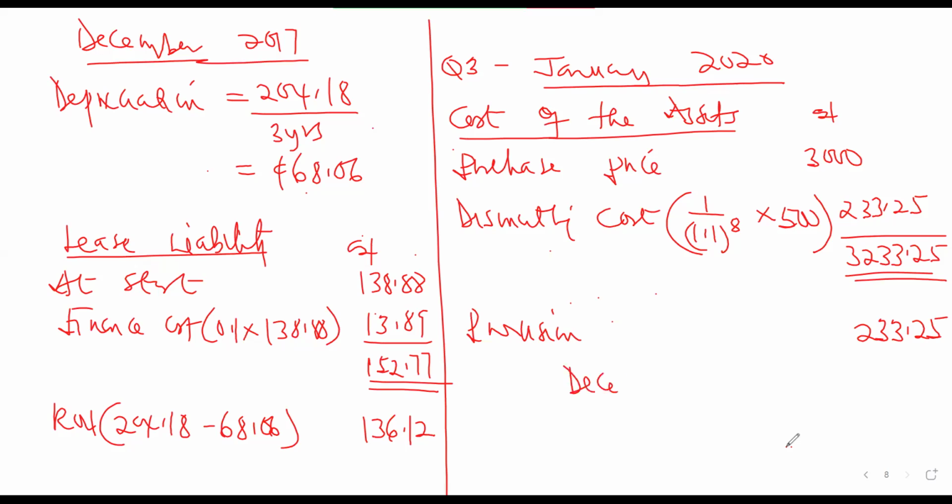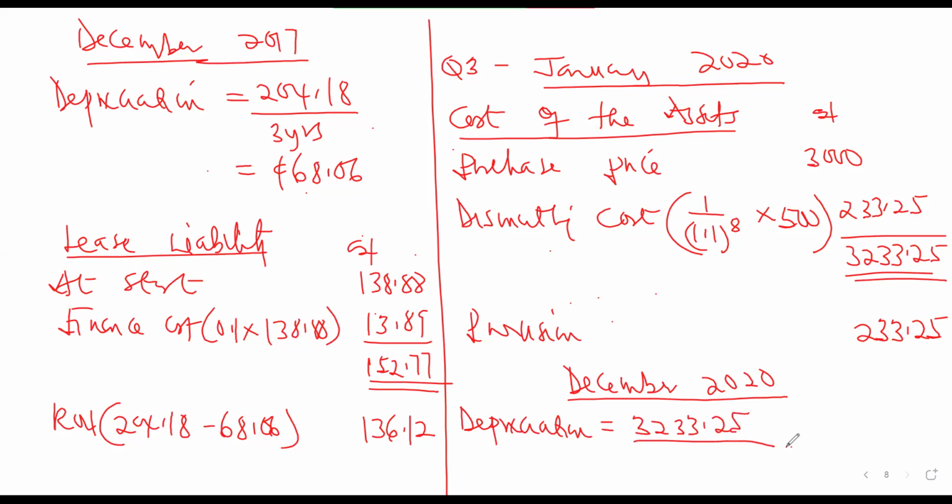At the end of the year, 31 December 2020, how do we subsequently account for this? The asset will be depreciated, isn't it? And the dismantling cost will be increased. We unwind it. So let's come to the depreciation of the assets. The depreciation will be 3233.25 divided by 8 years.